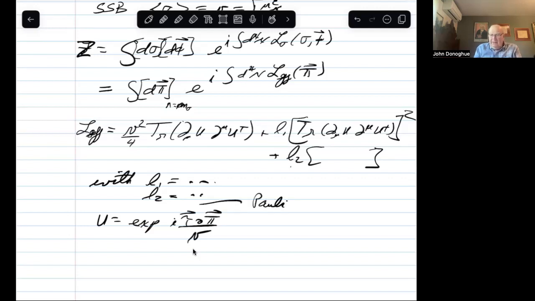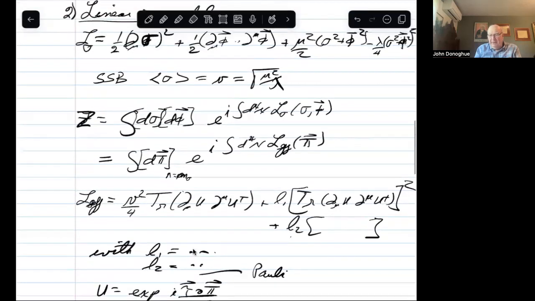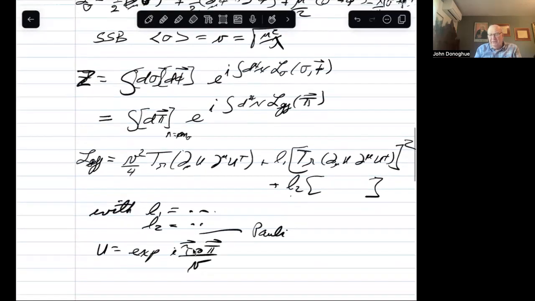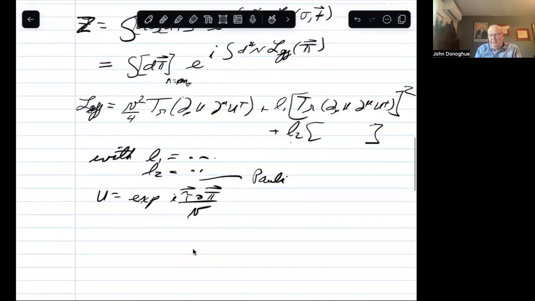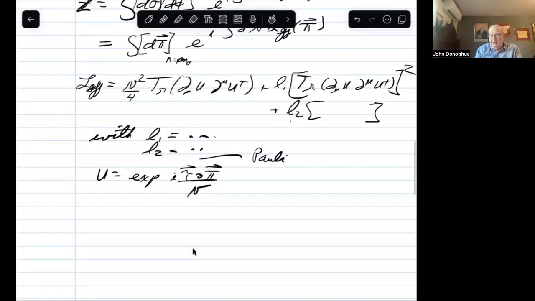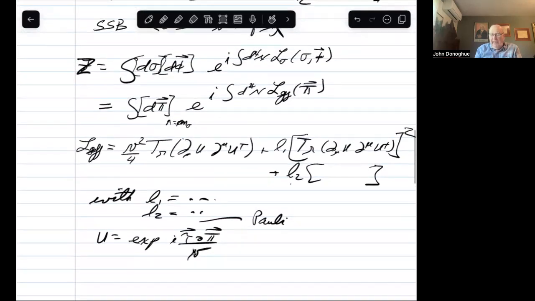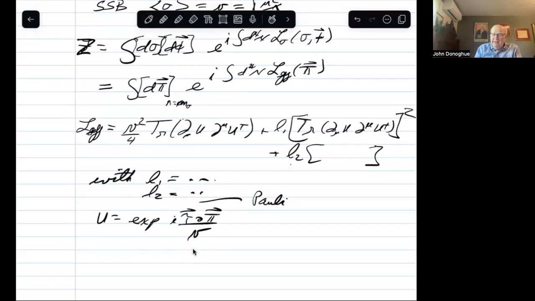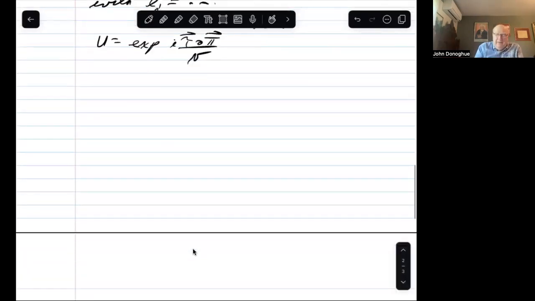Okay, so here something interesting happened, that the fields that we started with aren't even there anymore. There are some related fields, but they're different. And we have a non-linear interaction, non-renormalizable. We'll renormalize it and all of those things. So these are the two examples.